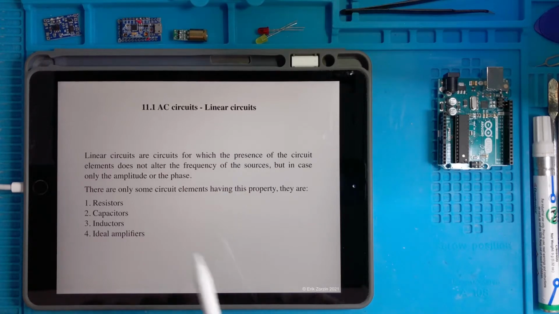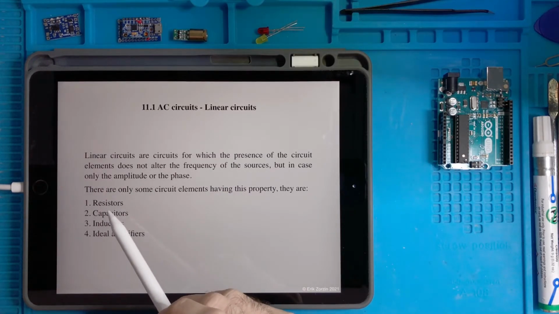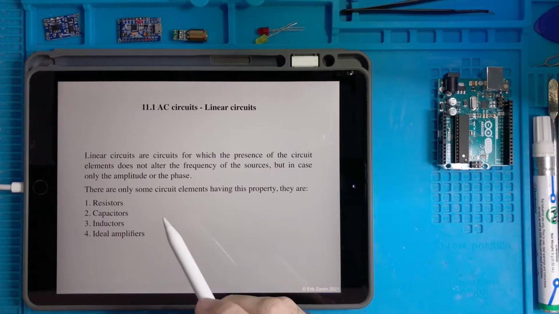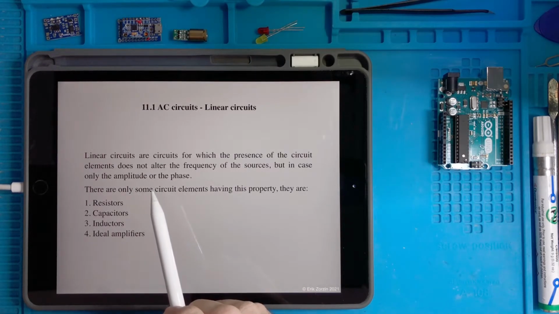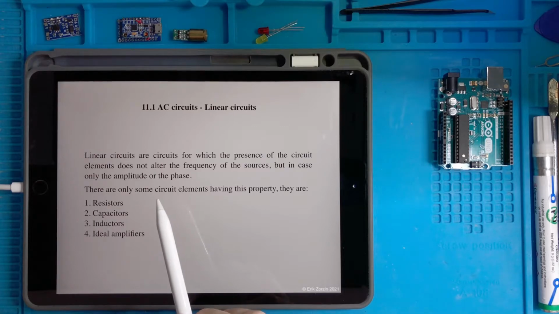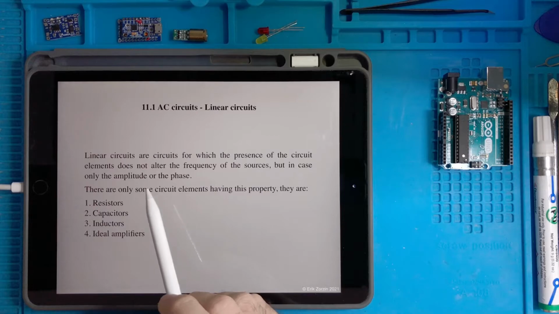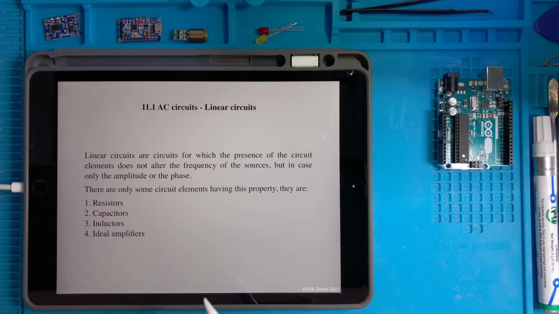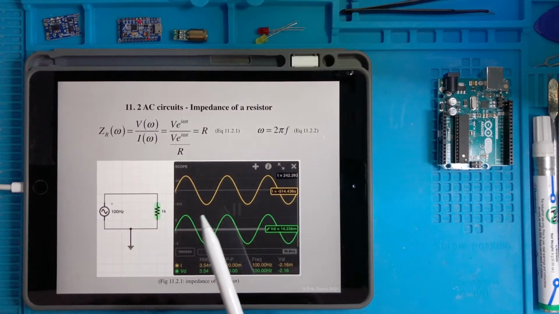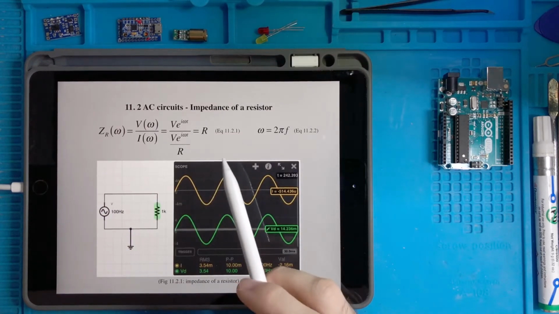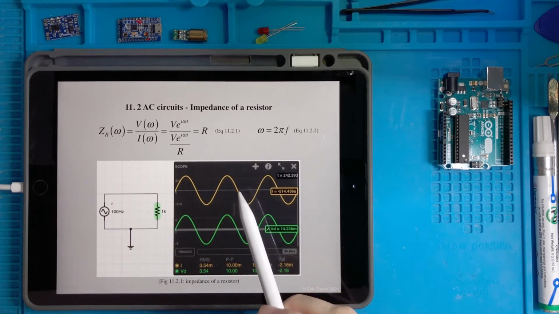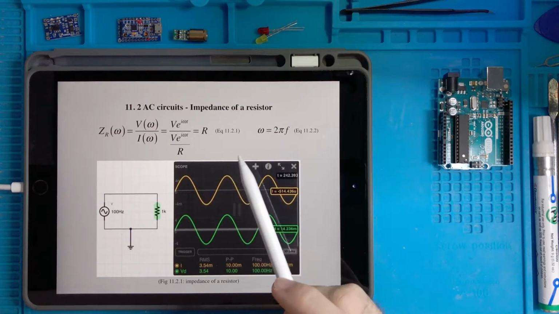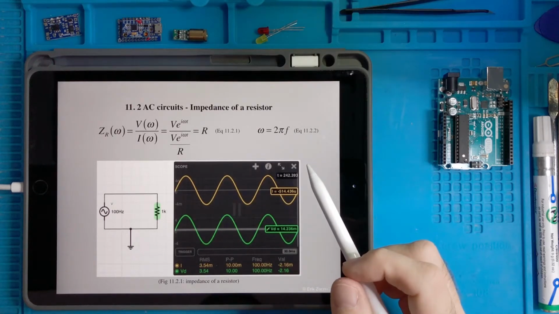Okay, so another important thing, we said that those circuits are linear. For us, it means that we can associate to those circuits the property that they will not change the frequency of their sources, but in case they can only change the amplitude or the phase. So now let's try to extend the concept of resistor to the concept of resistance to the concept of impedance.